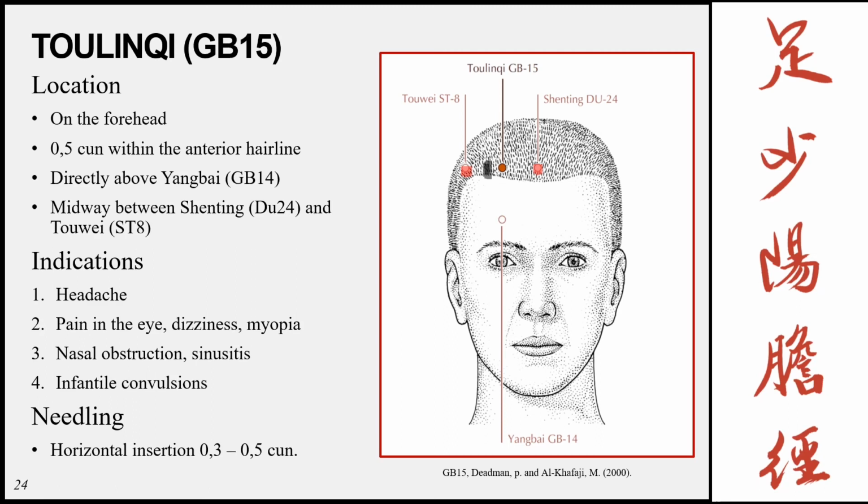This point can be used for headache, pain in the eye, dizziness and myopia. It can also be used for nasal obstruction and sinusitis and infantile convulsions. Our insertion is horizontal, 0.3 to 0.5 cun.